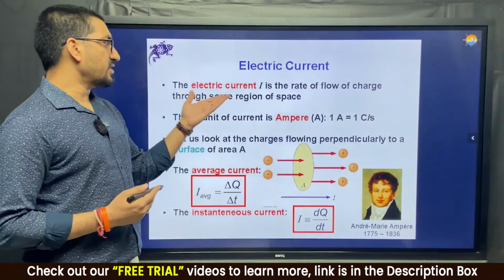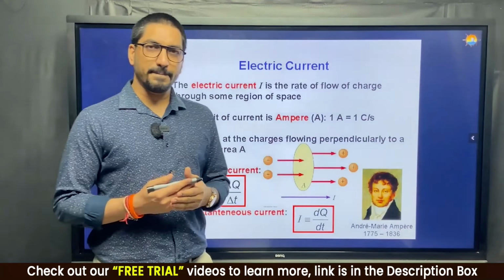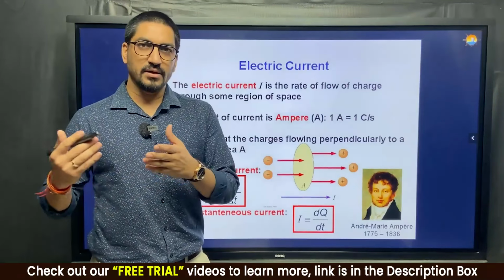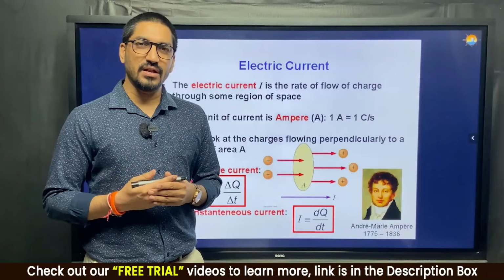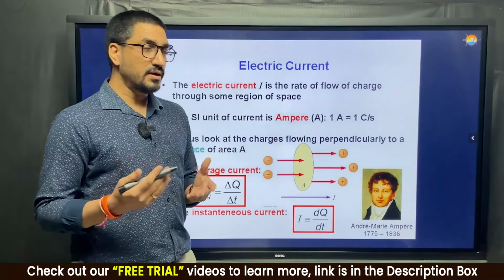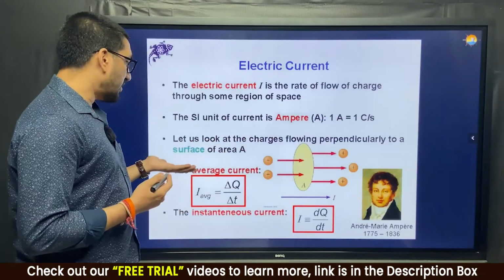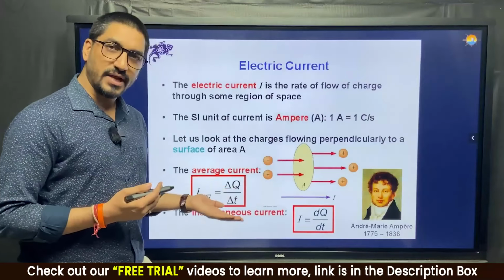Electric current is the rate of flow of charge. So the charges are flowing through a conductor, and at what rate they are flowing, how many electrons are in motion, right? So they basically will make up the current. So we can say that electric current is nothing but charge flowing through the conductor per unit time.